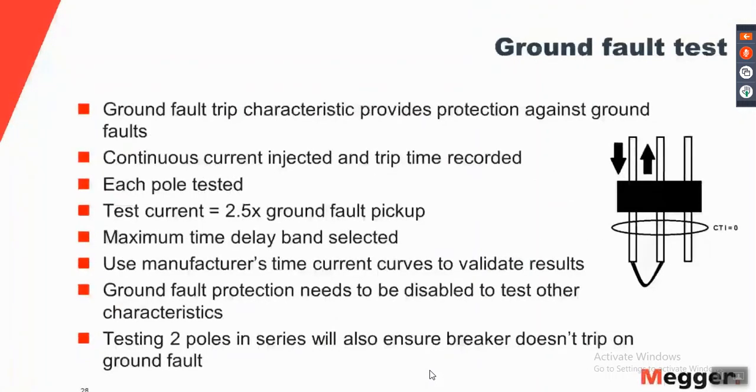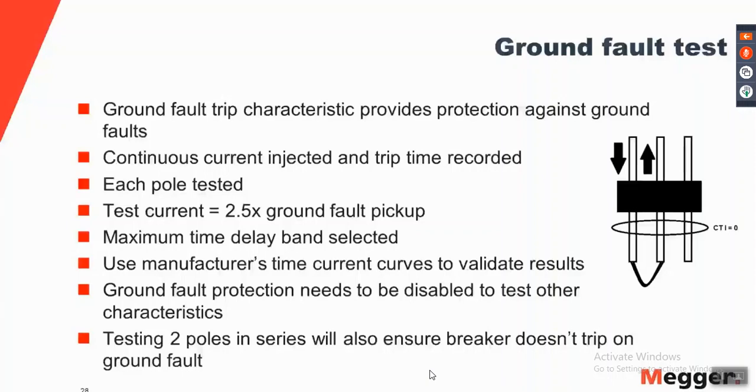Ground fault test. This test can be done on breakers with electronic trip units where ground fault protection is enabled. First of all, if you have a trip unit like that, you need to disable the ground fault protection to be able to run the other tests, because the pickup value for ground fault is the lowest. So if you try to run another test with this enabled, the breaker will trip on ground fault.